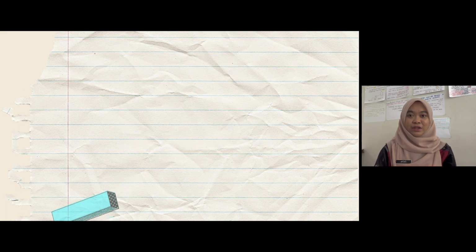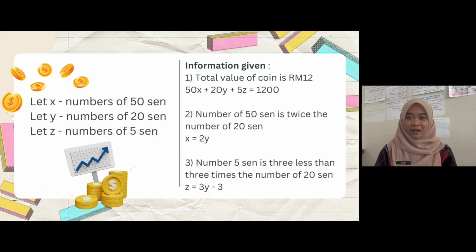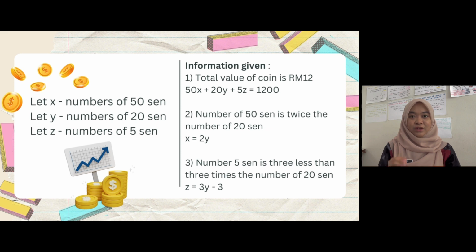So first of all, we set up the variable. So let x will be the number of 50 cent, y as the number of 20 cent, and z for the number of 5 cent. Then we need to interpret all the information given in the question. So the first one, it mentioned that the total value of coin is 12 ringgit. So it means that 50x plus 20y plus 5z equal to 1,200. 1,200 is the 12 ringgit.